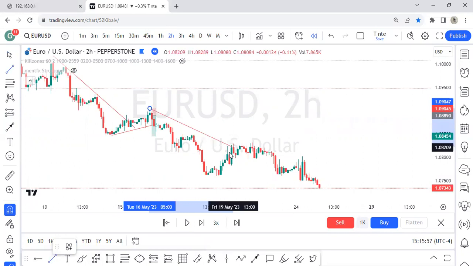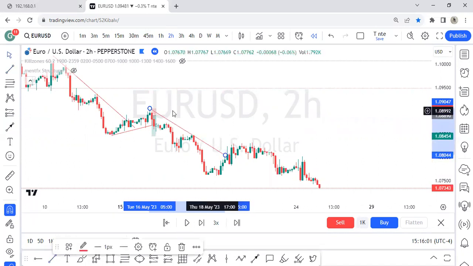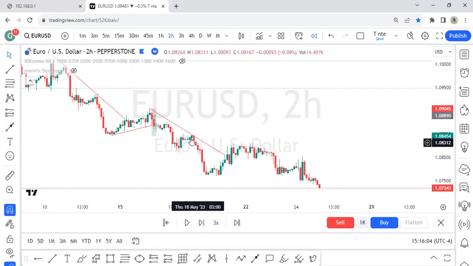Can you see? Third touch. So can you see this? This is the first touch, the second touch, and the third touch. What happened? Did the market reset it? No. The market was blasted above it.